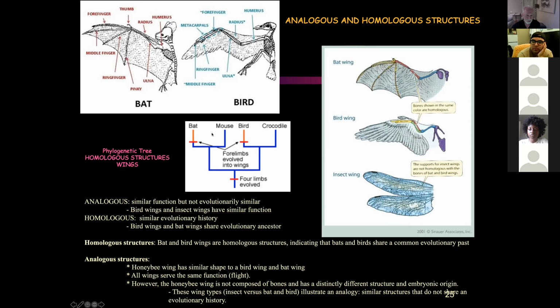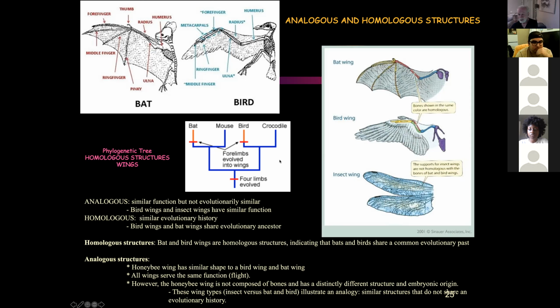So that is how bat wings and bird wings turn out to have homologous structures. So the definitions are here. Analogous is similar function, but not evolutionarily similar. Homologous is that 2 structures have a common evolutionary history. So bird wings and bat wings go back to a common ancestor.